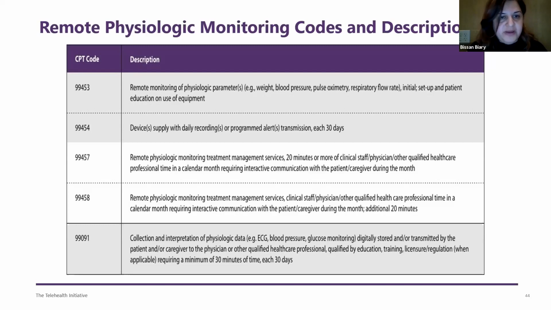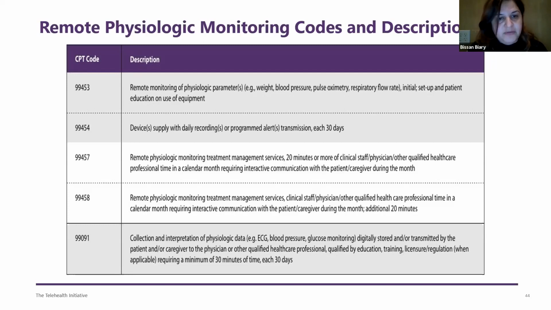CPT code 99454 can be billed monthly to cover device supply and daily readings or program alerts transmission. The average reimbursement for this code is $69 per patient per month.